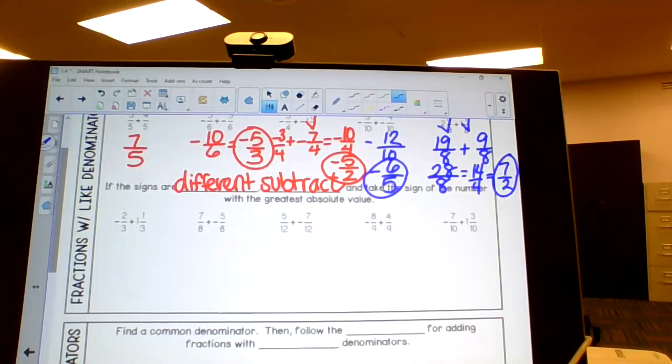Alright, let's look at them if they're different signs. Okay, so if they're different signs, I'm still going to follow my first rule. Make all mixed numbers improper, and then go ahead and look for a common denominator, and then do different signs, subtract. So on this one, the denominator is already common, but I have a mixed number, so we're going to change that. So 1 times 3 is 3, plus 1 is 4. Everybody good with that part?